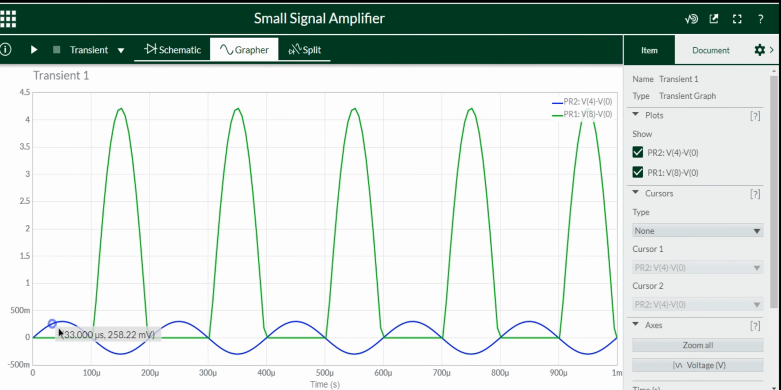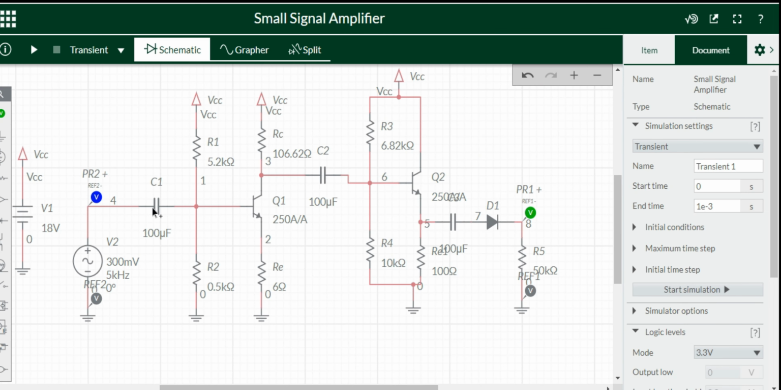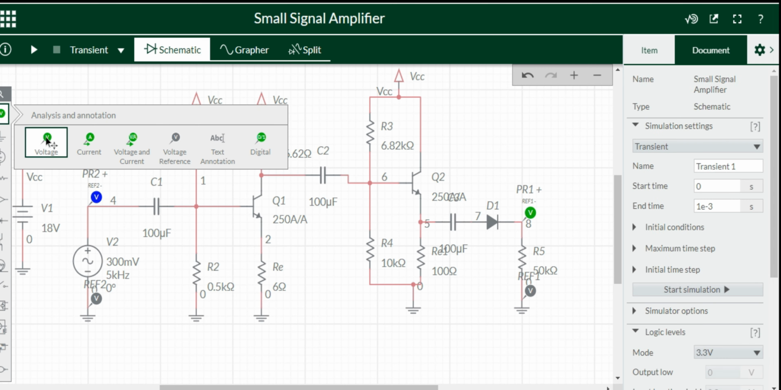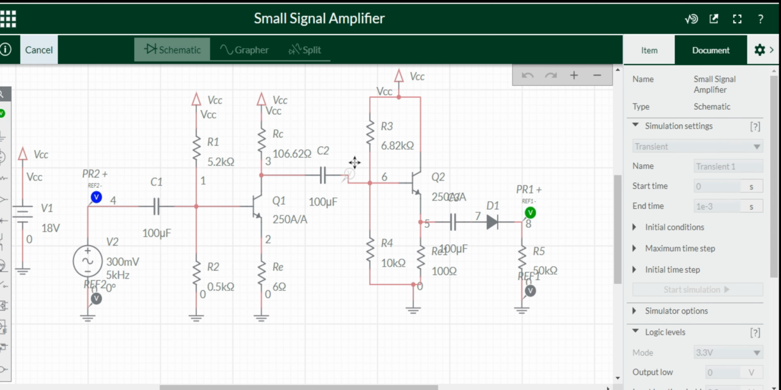This is our input signal, the blue one. If you see its peak, it's right now 299.55, so it is close to 300 millivolt. And this is our half wave rectified output. And if we want to see one more output, we can see it here.